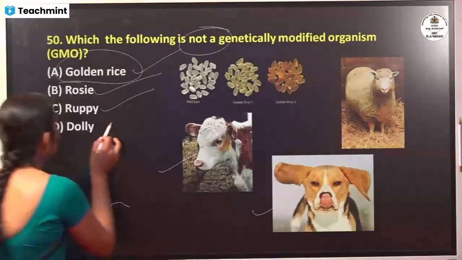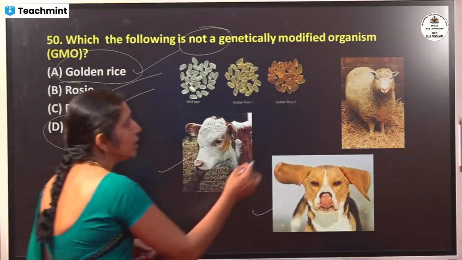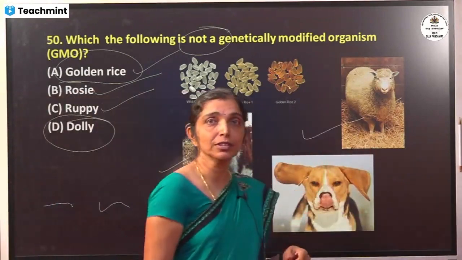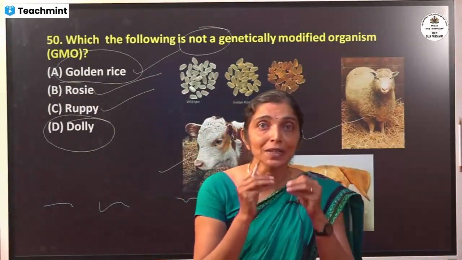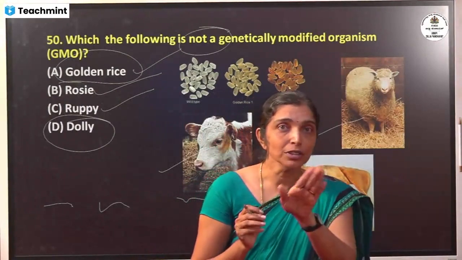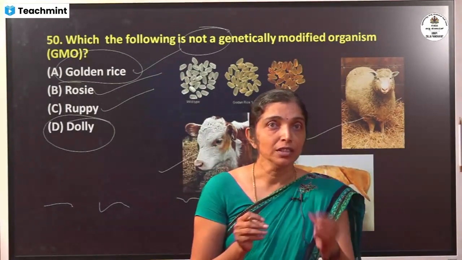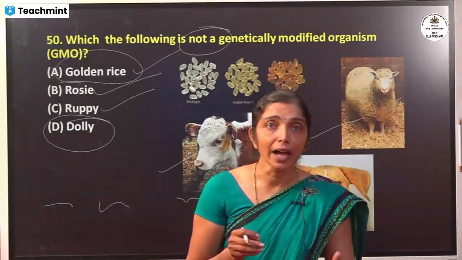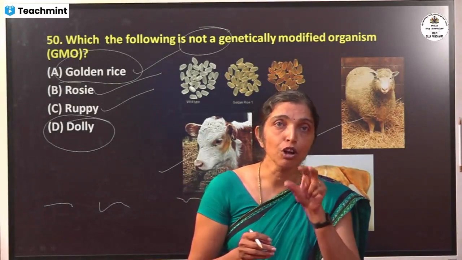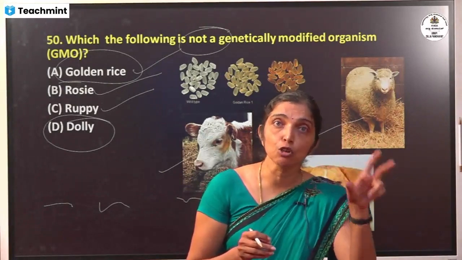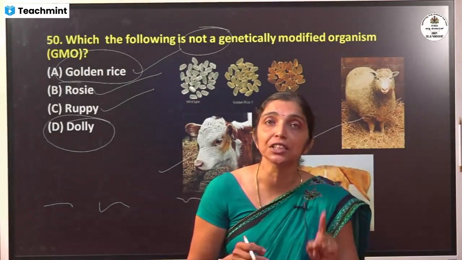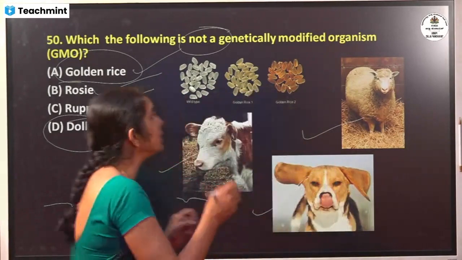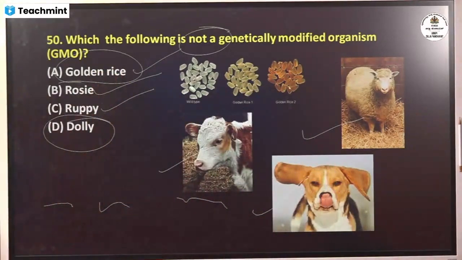Whereas coming to Dolly, Dolly was a sheep, isn't it? So Dolly is actually a clone. There is no genetic manipulation over here. It is just a clone of a cell. From the udder cell, an entire animal was developed. So Dolly is a cloned animal. She is not a genetically modified animal. So among these, the option which is not a genetically modified organism is Dolly the sheep.